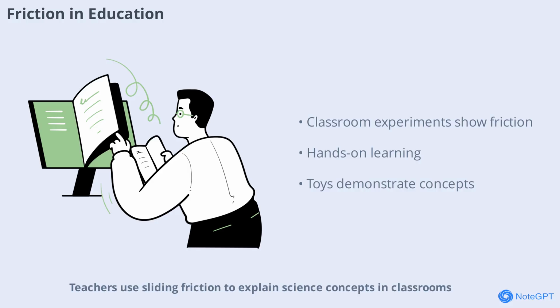Teachers use sliding friction to explain science concepts in classrooms. Simple experiments like sliding blocks on different surfaces help students understand how friction works. Educational tools and toys are designed to demonstrate friction in fun and interactive ways. By making friction tangible, educators inspire curiosity and a deeper understanding of the physical world.